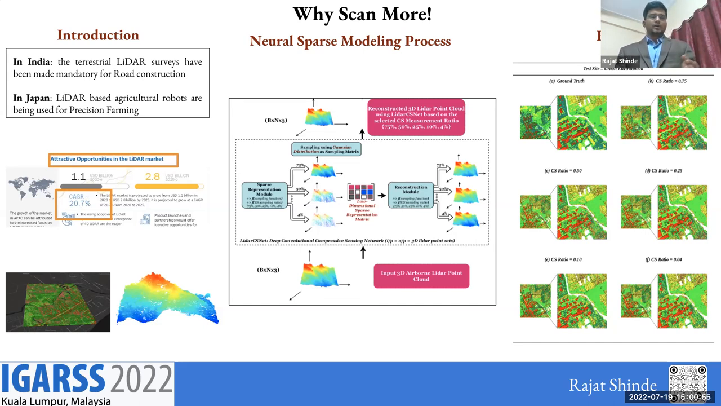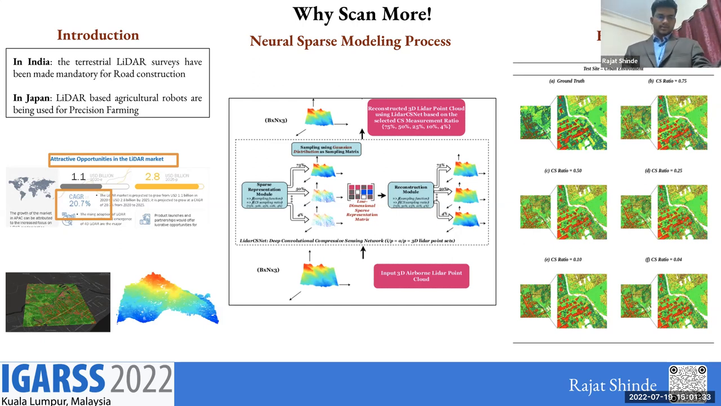In Earth observation, LIDAR, which stands for light detection and ranging, is such a data set which can provide very accurate three-dimensional measurements. So every point in that LIDAR scan has X, Y, and Z information associated with it. In India, terrestrial LIDAR surveys have been made mandatory for road construction activities, whereas in Japan, LIDAR has been used prominently in agricultural robots for precision farming and agricultural activities.